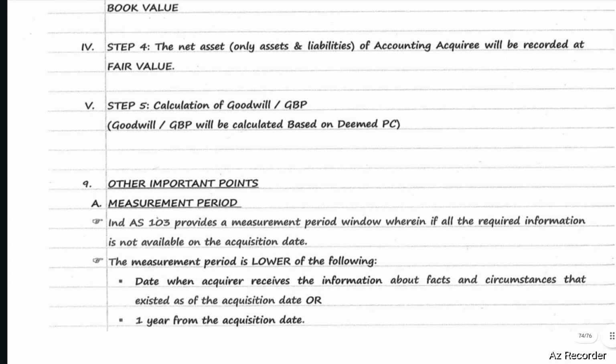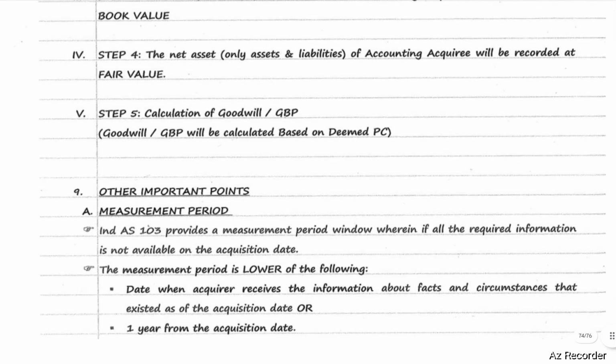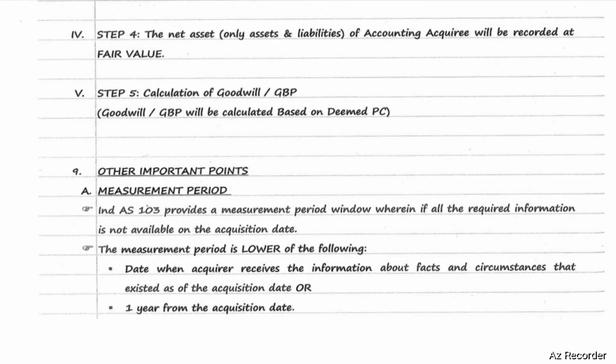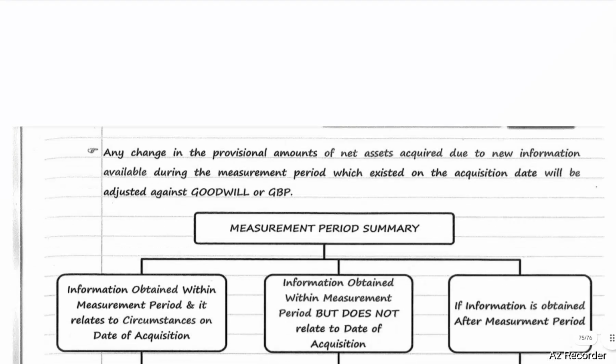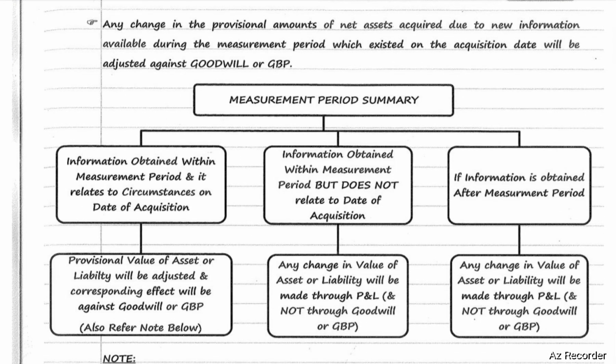Next, measurement period. Ind AS 103 provides a measurement period window wherein if all the required information is not available as on date of acquisition, the measurement period is lower of the following: date on which acquirer receives the information about facts and circumstances that existed as on date of acquisition, or 1 year from the date of acquisition. Whichever is lower will be the measurement period as per Ind AS 103. Any change in the provisional amounts of net assets acquired due to new information available during the measurement period which existed as on date of acquisition will be adjusted against goodwill or gain on bargain purchase.